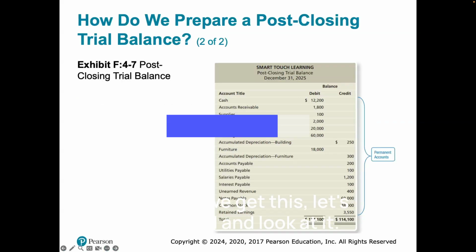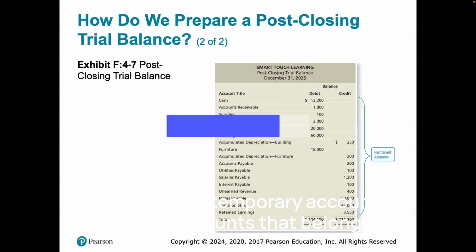So let's go ahead and look at it. Smart Touch Learning post-closing trial balance. And what do we see? Assets, contra assets, and then liabilities, and then owner's equity, common stock, and retained earnings. So these are all permanent accounts, which are all on the balance sheet. You should know your post-closing trial balance should have all the accounts that are on the balance sheet.